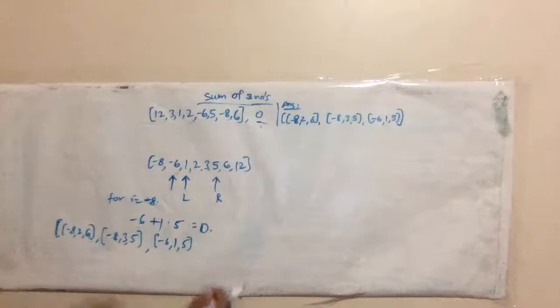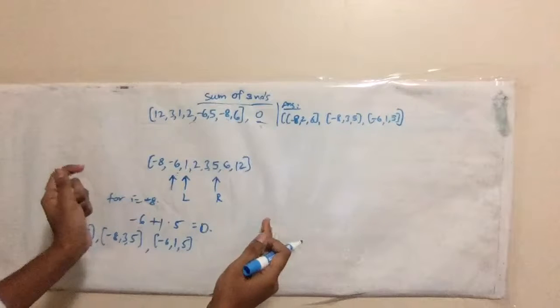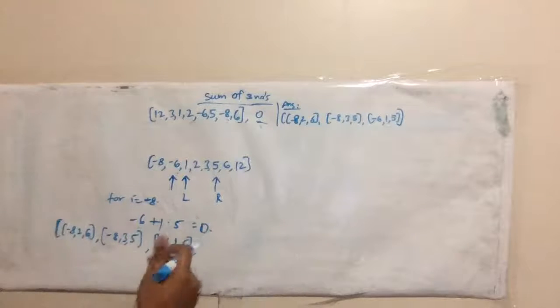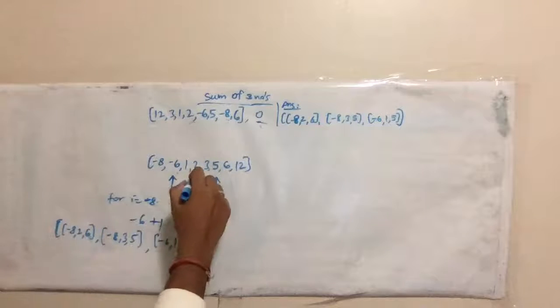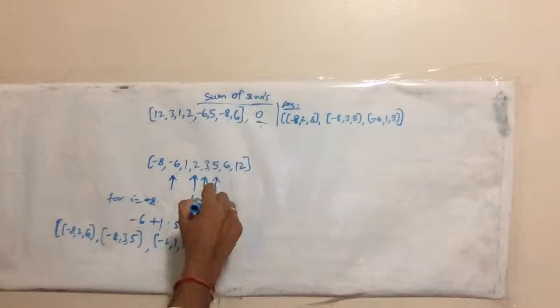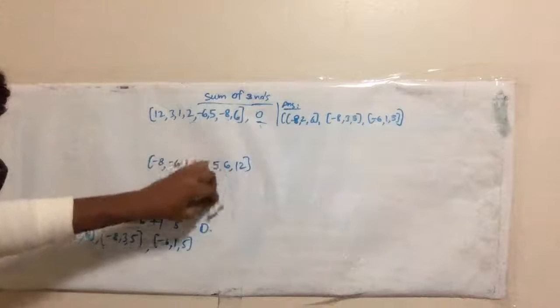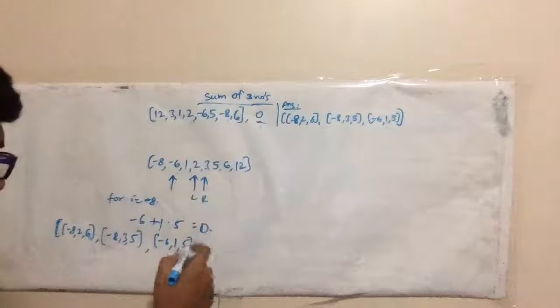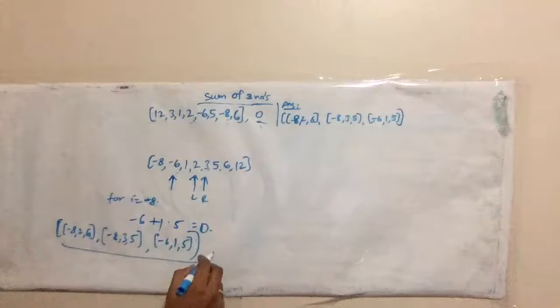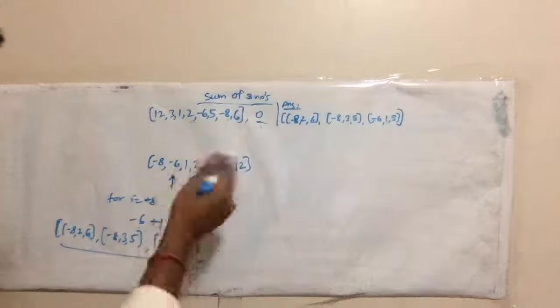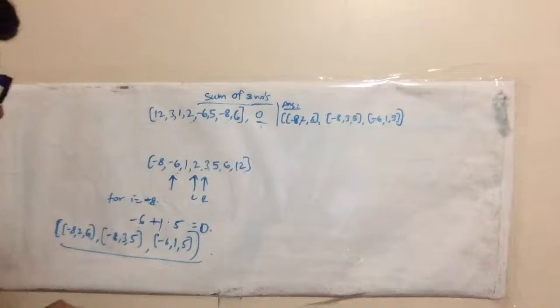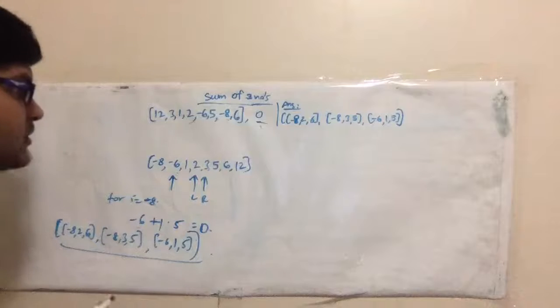Now we got a combination. We need to move the two pointers at a time. But we need not go further manually looking at all this, because we already got the answer here. So I'm not going to check all the possible combinations. Okay, so this is the logic of how we can approach this.